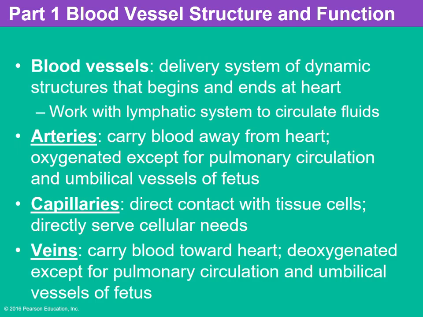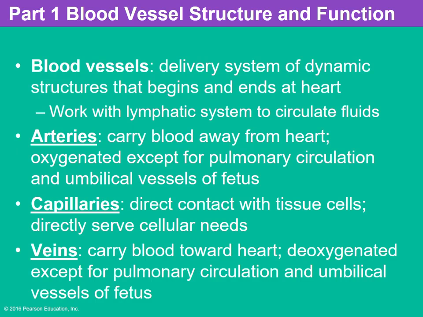Very basically, there are three types of blood vessels. The main ones are the arteries, the capillaries, and the veins. Now, there are some additional ones. Between the arteries and the capillaries, there are arterioles. Between the capillaries and the veins, there are venules.